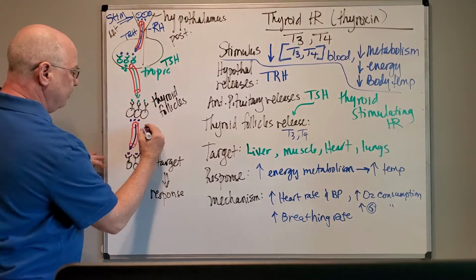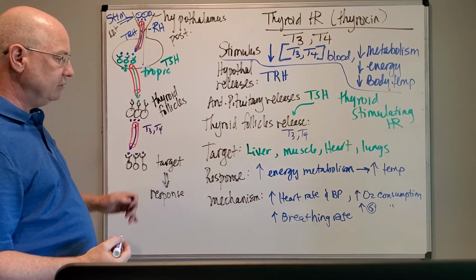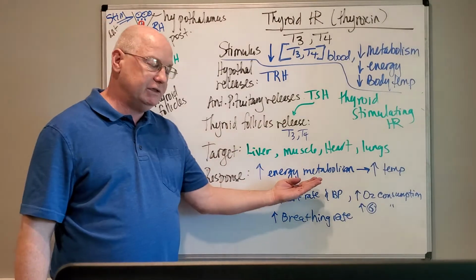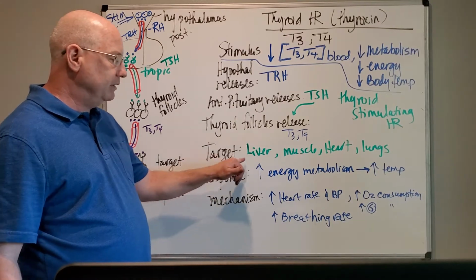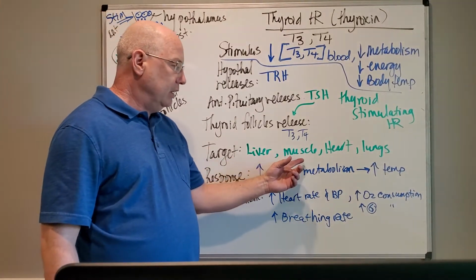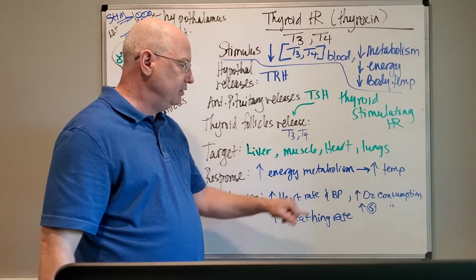So here I would have T3 and T4 being released, and that T3 and T4 is going to target most of the cells of the body and increase energy metabolism and body temperature. And we could talk about at the liver, we release glycogen to free up the glucose. And muscle, it will increase energy metabolism so our muscles can function.